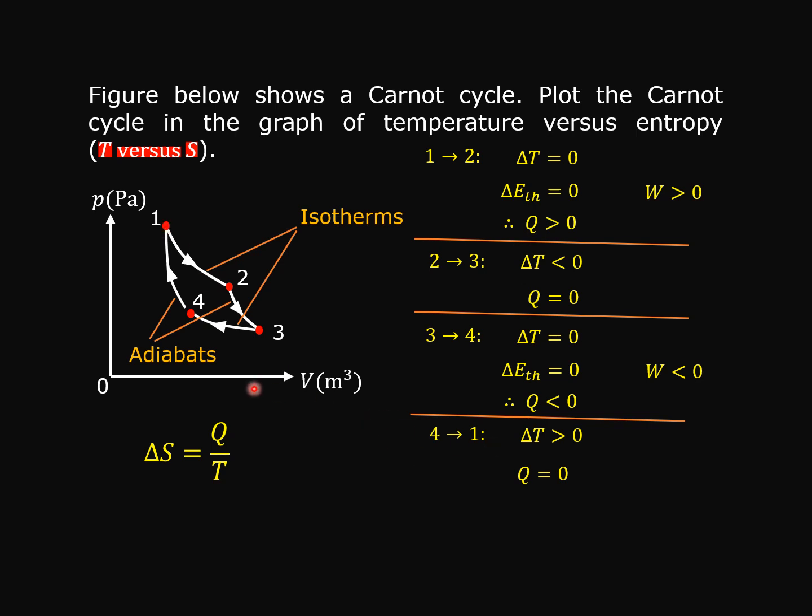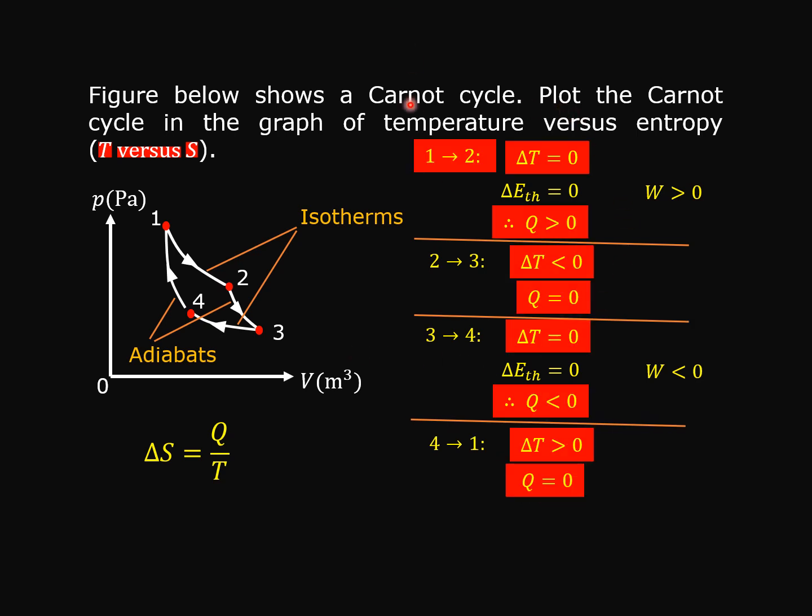Then the temperature change when the state changes from 4 to 1 is a positive value. And because this process is adiabatic compression, we know that the Q value should be 0. That means no heat transfer happens in the gas, so Q equals 0. We highlight here the relevant information that we require to plot the graph of temperature versus entropy.